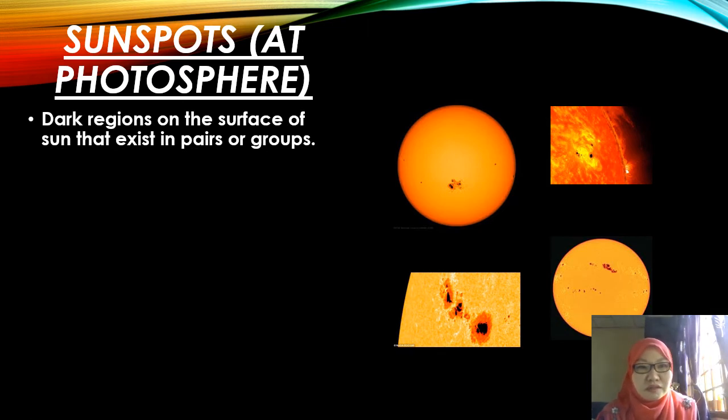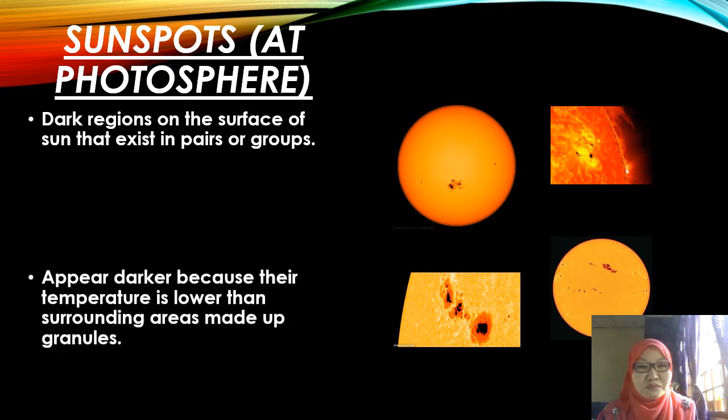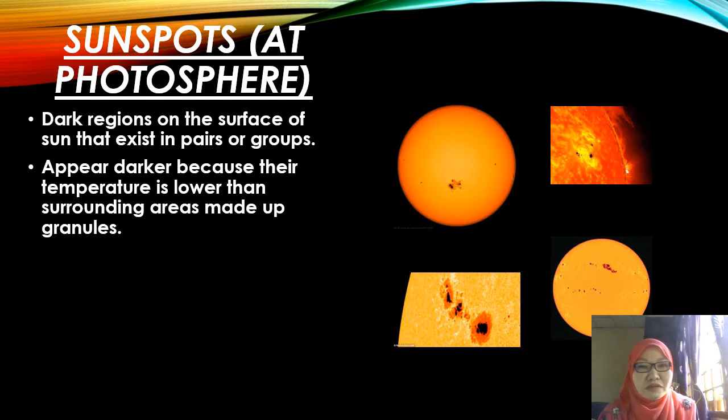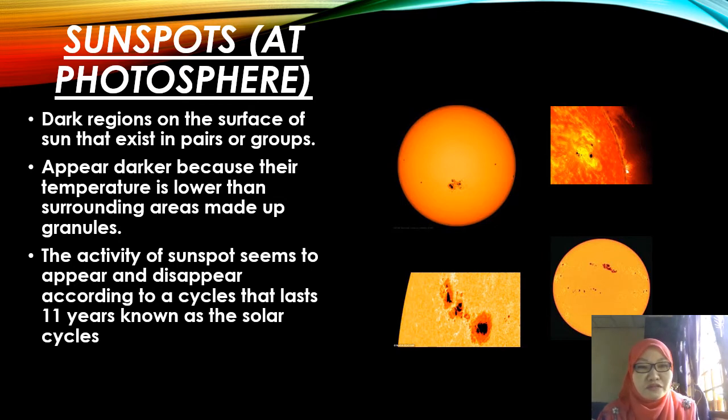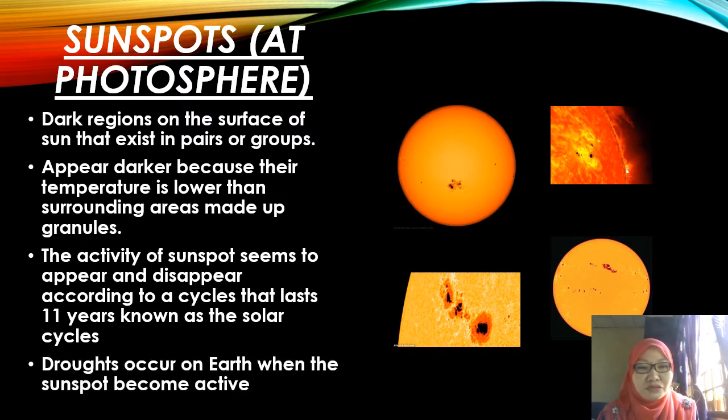Sunspots are dark regions on the surface of the sun that exist in pairs or groups. They appear darker because their temperature is lower than the surrounding areas made up of granules. The activities of sunspots appear and disappear according to cycles that last 11 years, known as the solar cycle. Droughts occur on Earth when the sunspots become active.